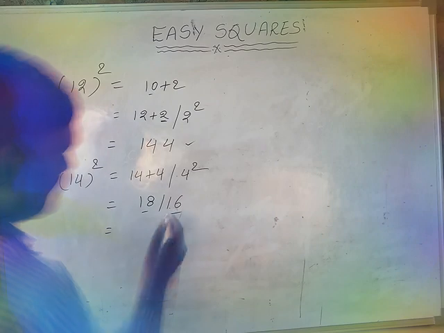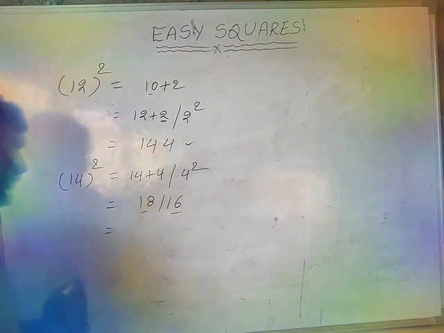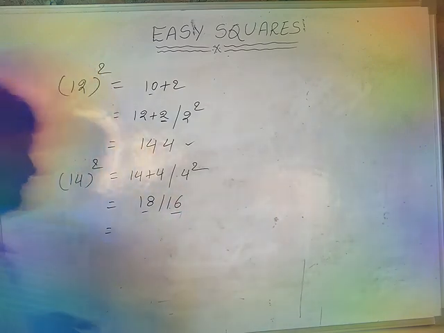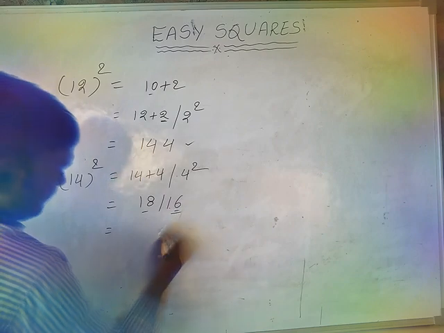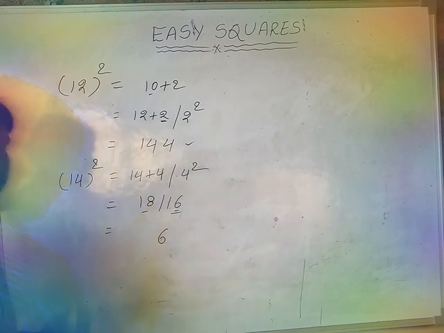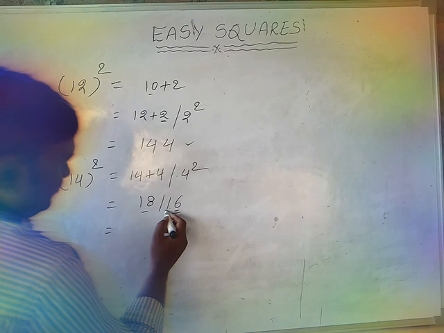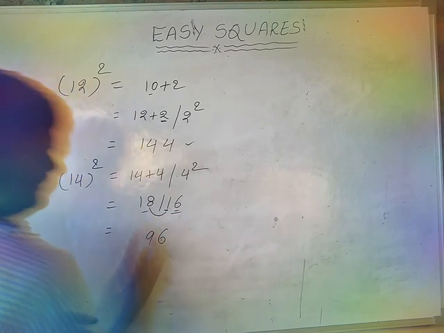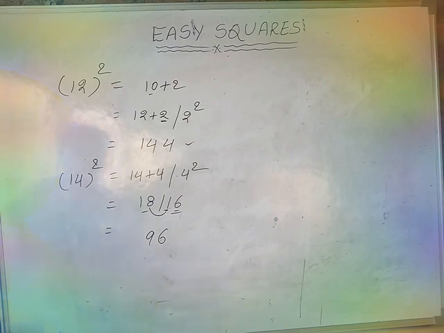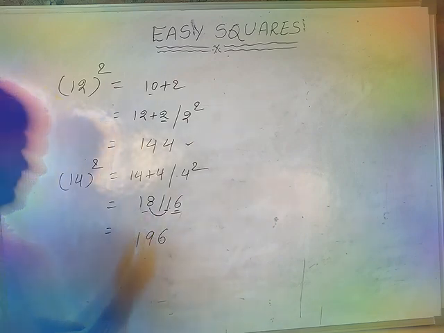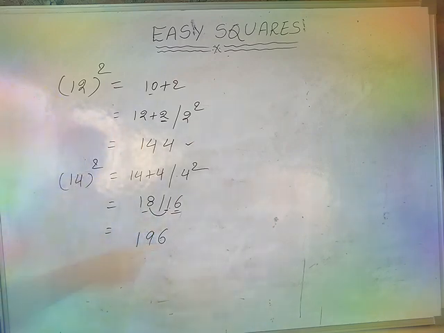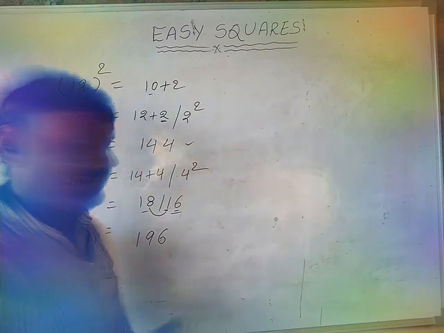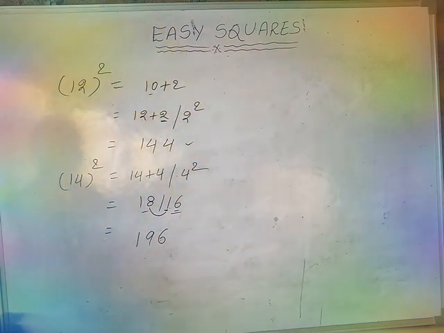So then we apply the balancing method. First of all, take the number 6 here, and carry the 1 to the left. So 1 plus 8 means 9. One number remains here. So 14 whole square is 196.